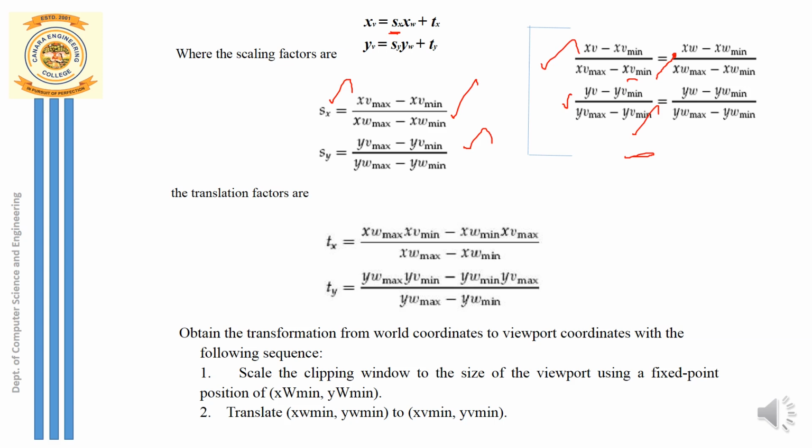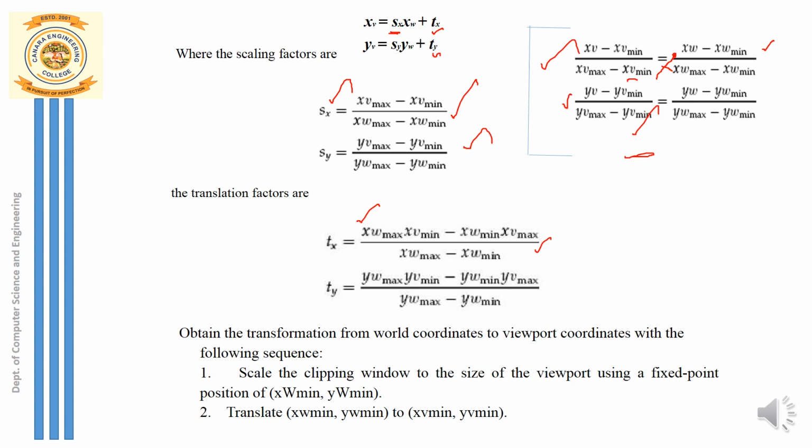Now I have the next factor. After scaling, what do I have to do? I have to translate the position xw, yw to xv, yv. So what is that translation factor given by? The translation factor tx, with respect to this equation, is (xw max times xv min minus xw min times xv max) divided by (xw max minus xw min). We can just rewrite that, with a small adjustment.